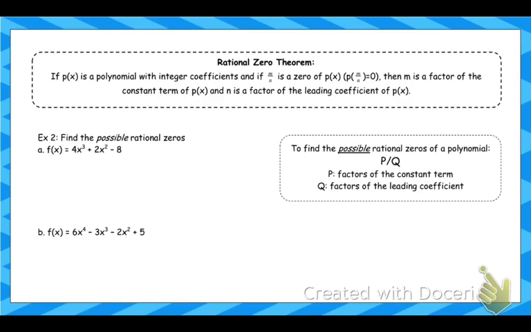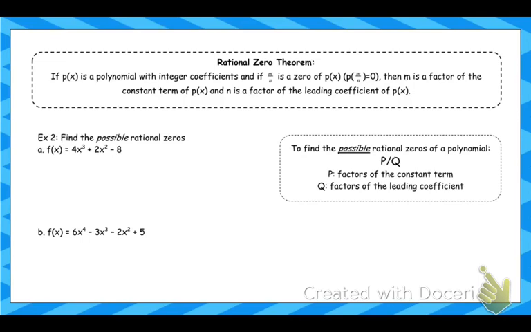Now again, we're talking about possible and we're talking about rational. So remember, rational zeros do not include things like 3 plus the square root of 5. That is not a rational zero. It could be a zero of the polynomial, but it won't come up in this theorem. Something else, this also says possible. So every one of these is not going to work. Some of them will, some of them will not.